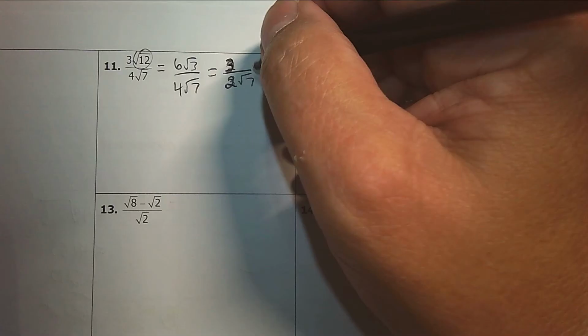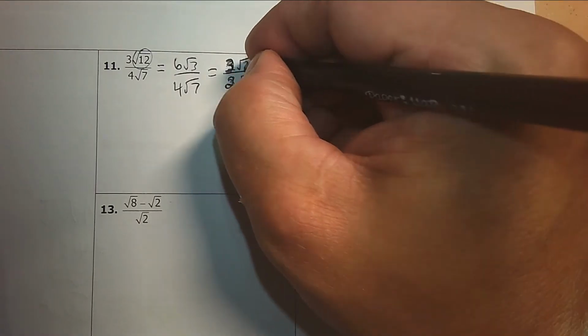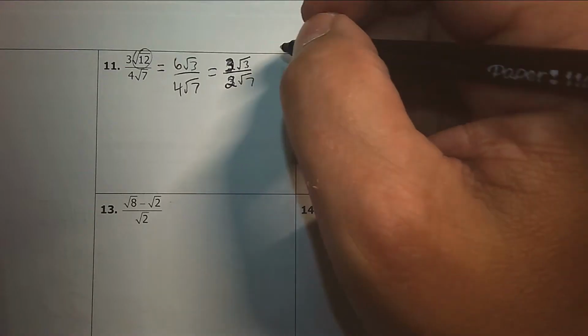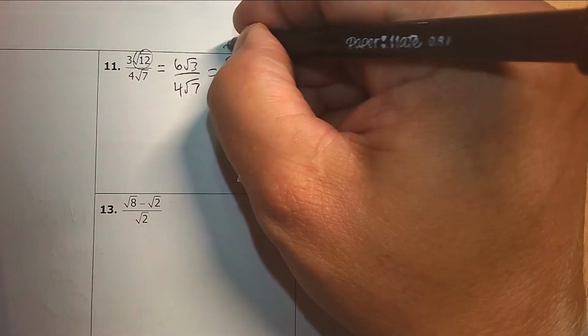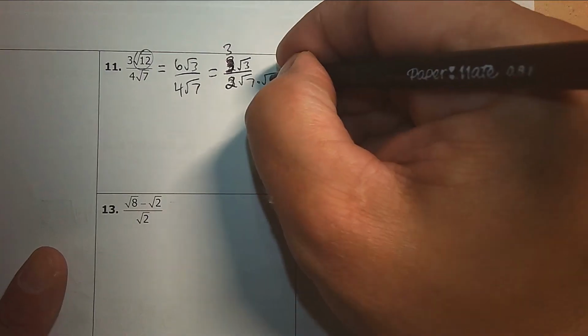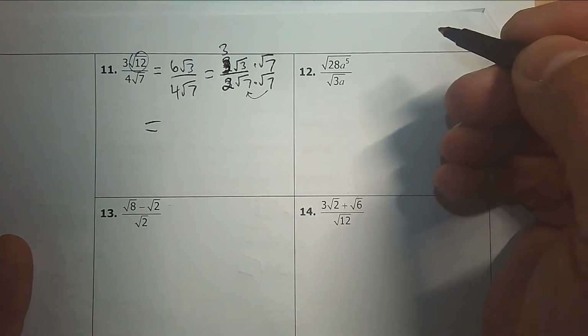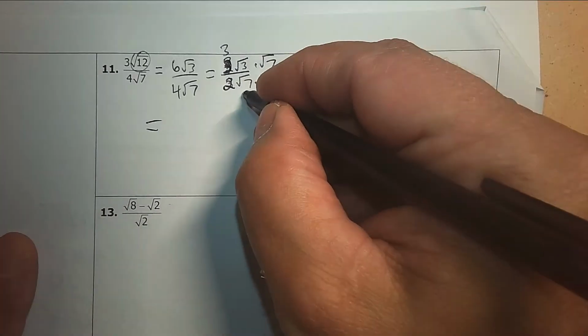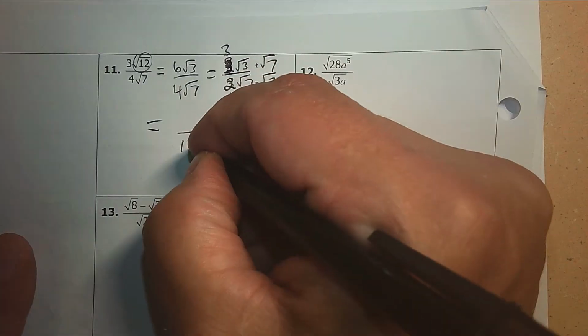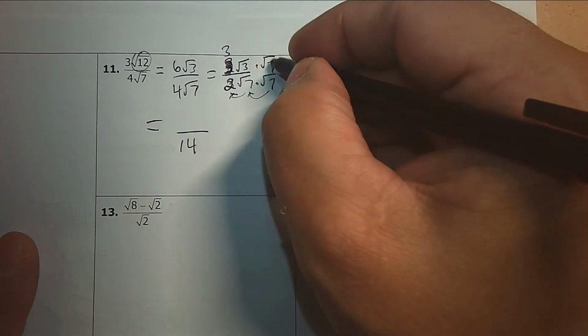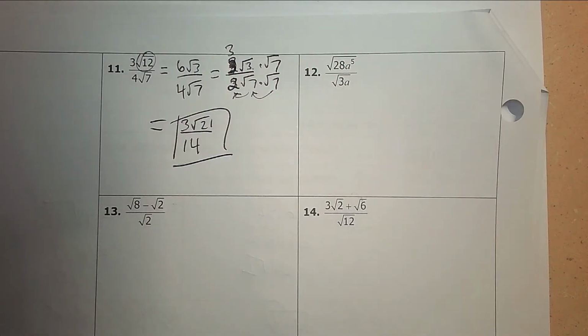Is root 7 irrational? Yes, so what do I multiply? Just the irrational number, top and bottom. So what's root 7 times root 7? 7. And 7 times 2 is, okay, what's 7 times 3? So on top is root 21.